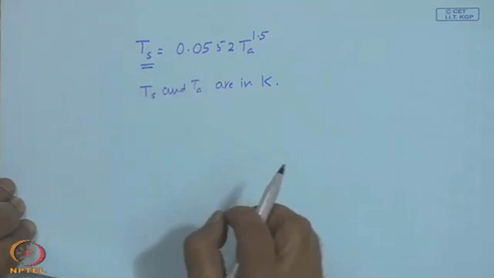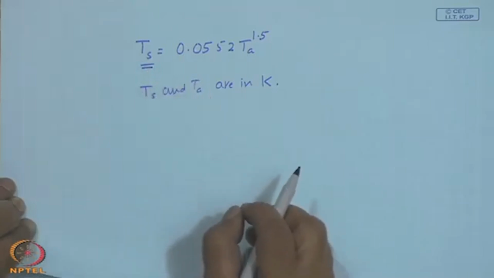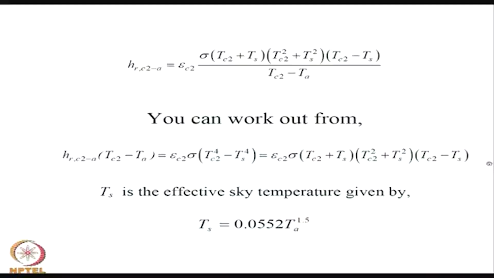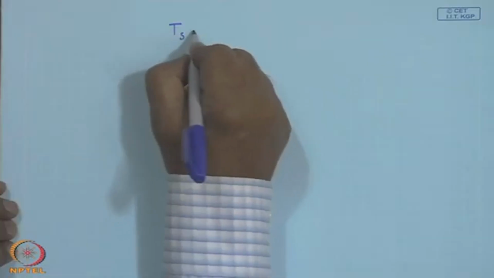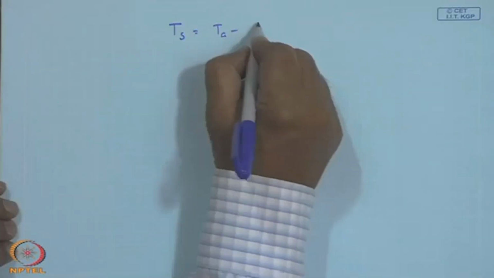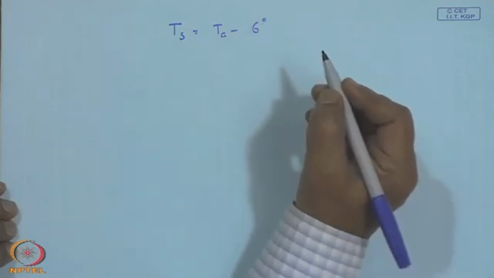In other words, you would have reached a lower temperature for the water in the bucket in the evening when there is no sunshine, compared to the ambient temperature, if the sky temperature had been so much, and the loss is given by epsilon C 2 sigma times T water to the power 4 minus T sky to the power 4. And of course, there is a simpler relation also. Simply T sky is nothing but ambient minus 6 degrees, which works reasonably well.